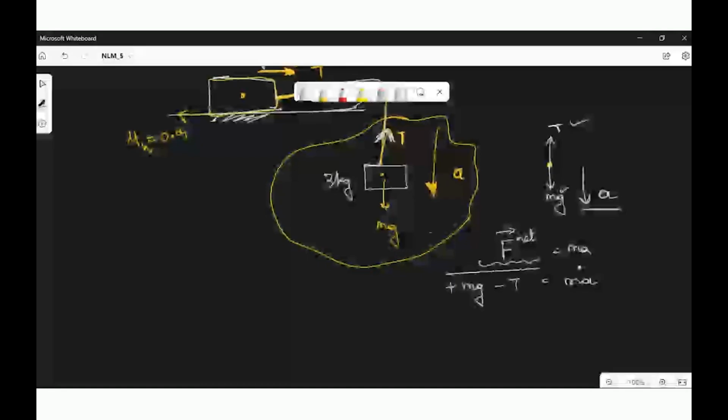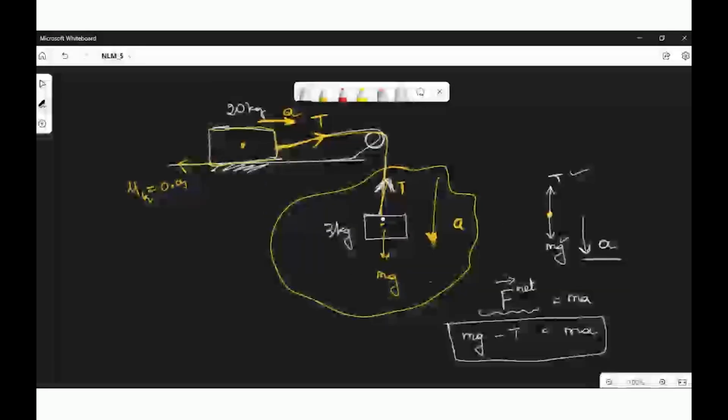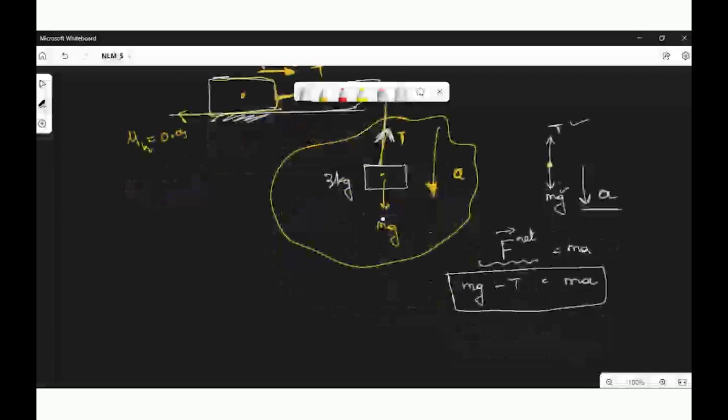If you understand this much, it is easy now. mg minus T. Why am I writing like that? The force along the direction of the acceleration is to be taken positive, and opposite to A should be taken negative. Is it clear? Yes, ma'am.